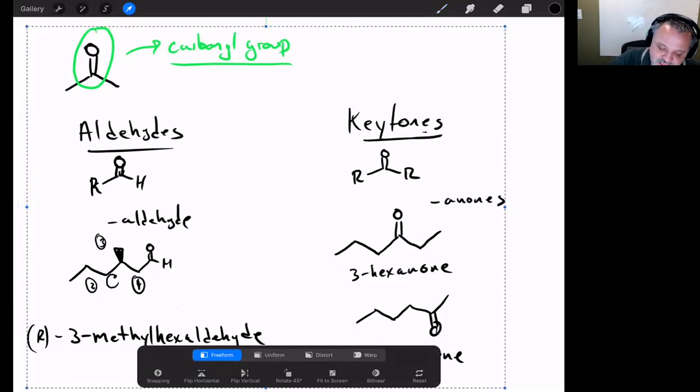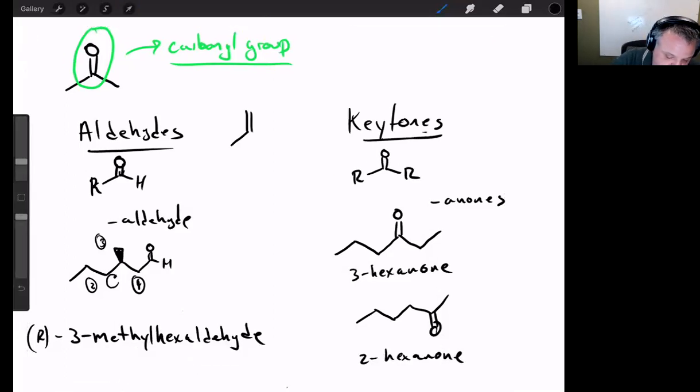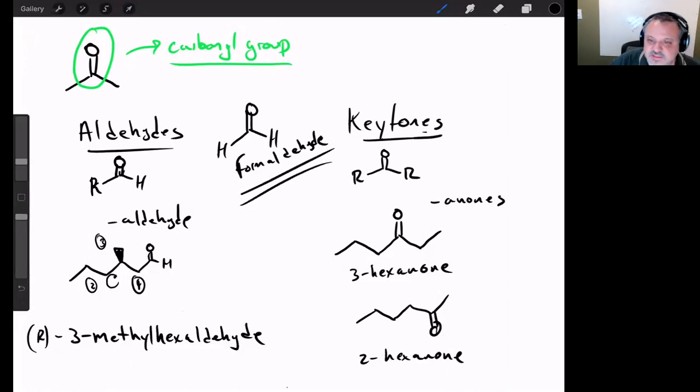The simplest aldehyde is formaldehyde. And that one is definitely a commonly still used name. Formaldehyde, definitely. So it's good to know that one.